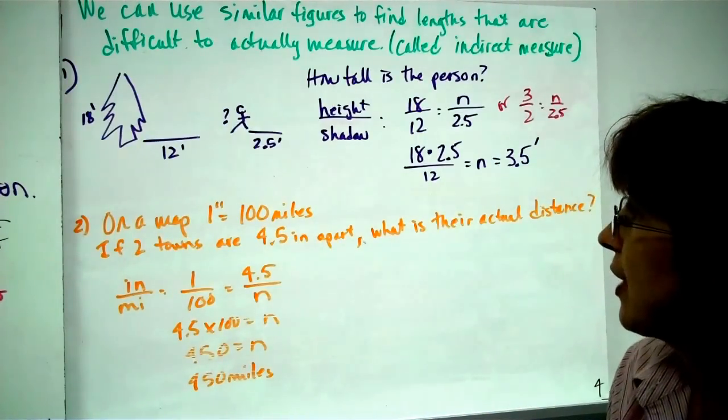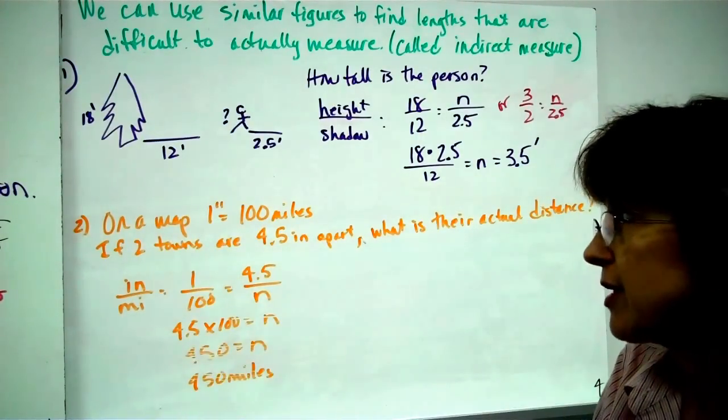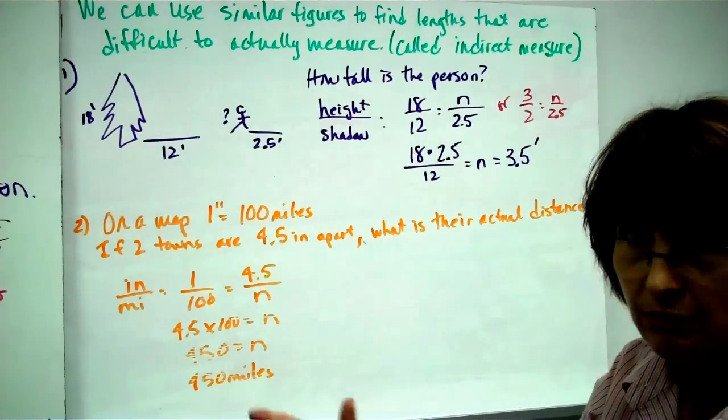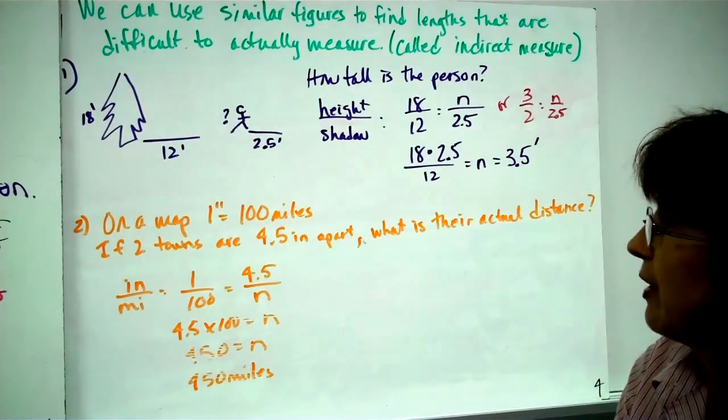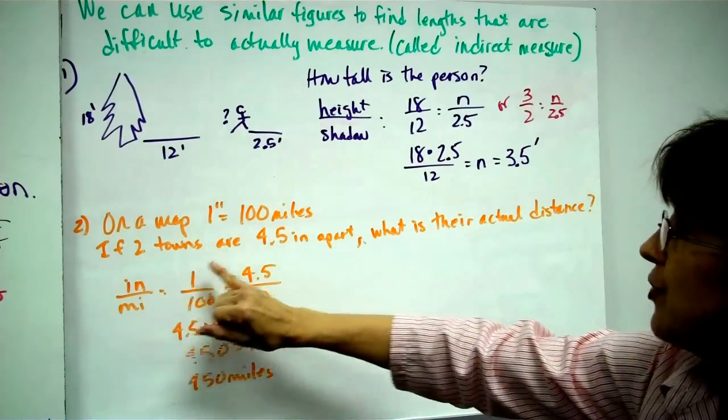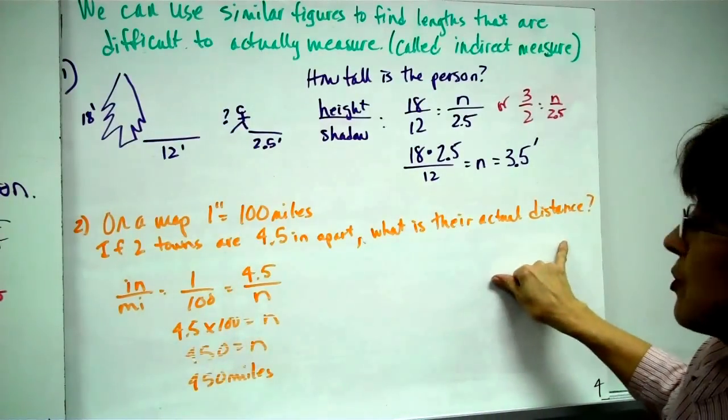That'd be good. Okay, so now another situation you're going to have a lot of is on a map, because maps are definitely things we can't measure easily, I guess I should say. So on a map, 1 inch is 100 miles. If two towns are 4.5 inches apart, what's their actual distance?